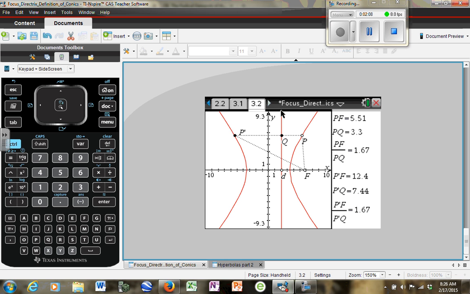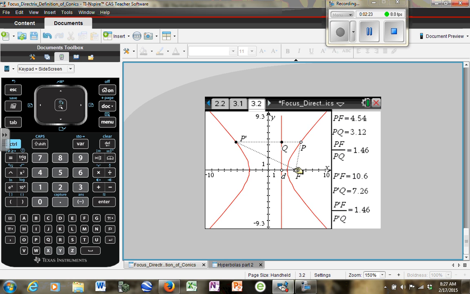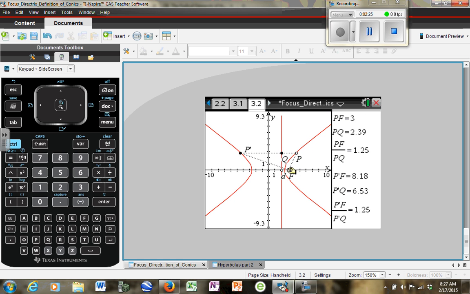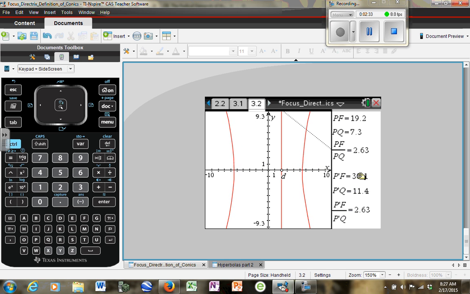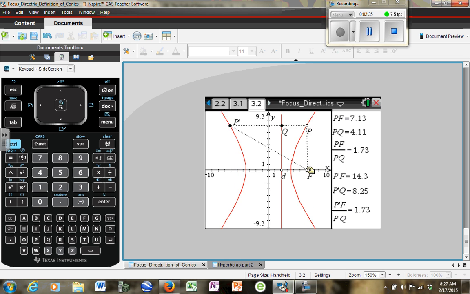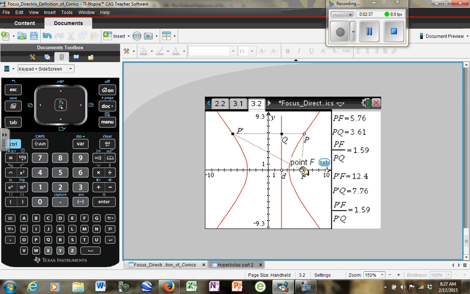For our good old friend, the hyperbola, notice here that right where the focus is set, we've got an eccentricity of 1.67. If I change the focus point and move it in, I decrease its eccentricity as it gets closer to the directrix. And if I pull the focus away from the directrix, my eccentricity can grow. It can get really super big. But it's greater than 1.